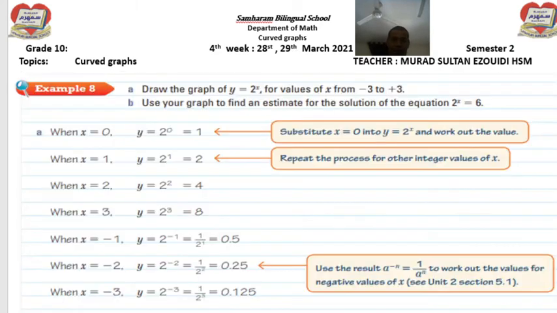Okay, the next example is another example of an exponential function, 2 to the power x. When x equals 0, y equals 2 to the power 0, which is 1. Substitute x equals 0 into y equals 2 to the power x and work out its value. When x equals 1, just put x equals 1 here.